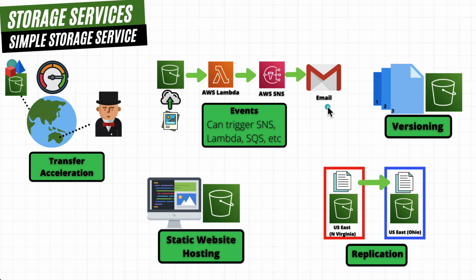We can also use S3 to host our static websites. Static websites are websites where the content doesn't really change, like a blog website. We can also use versioning in a bucket, where it keeps track of the changes to the files and keeps copies of older versions for different use cases. And finally, we have replication, where we can replicate files to other S3 buckets for redundancy or other use cases.